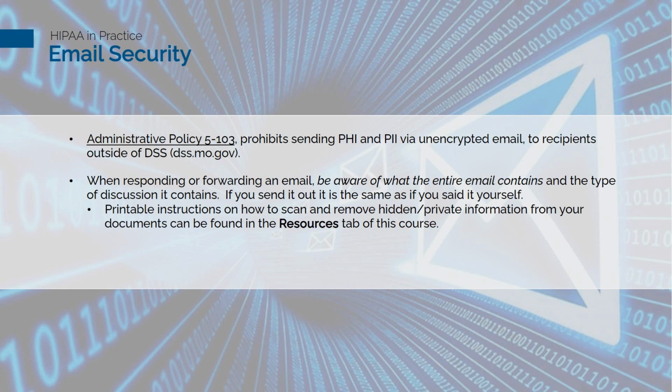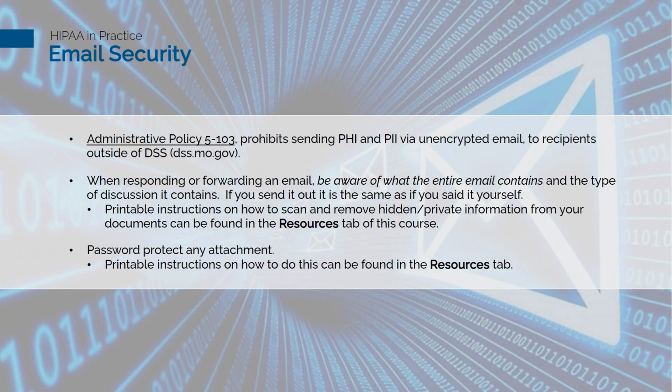If you send the message out unencrypted, it's the same as if you had said everything in the email yourself. Policy 5-103 also specifies you must password protect any attachment prior to sending outside of DSS. Printable instructions on how to password protect a document can be found in the Resources tab of this course. Printable instructions on how to scan and remove hidden and/or confidential information from your documents can also be found in the Resources tab of this course.